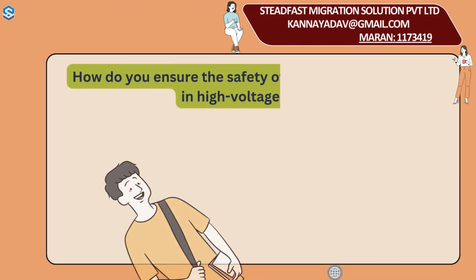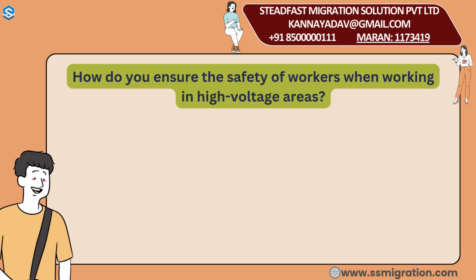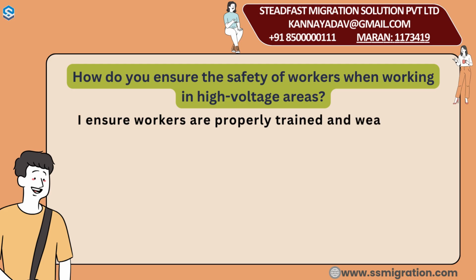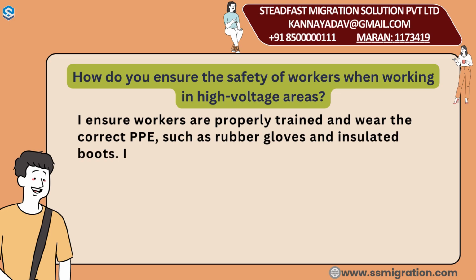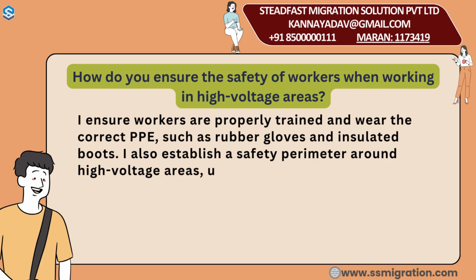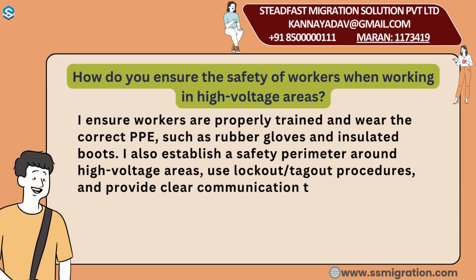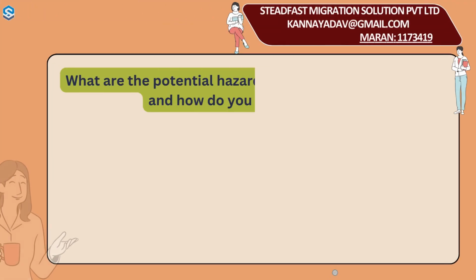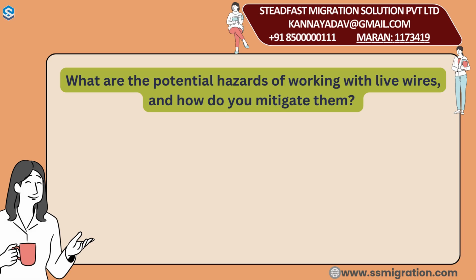How do you ensure the safety of workers when working in high voltage areas? I ensure workers are properly trained and wear the correct PPE, such as rubber gloves and insulated boots. I also establish a safety perimeter around high voltage areas, use lockout tagout procedures, and provide clear communication to prevent accidents. What are the potential hazards of working with live wires and how do you mitigate them?